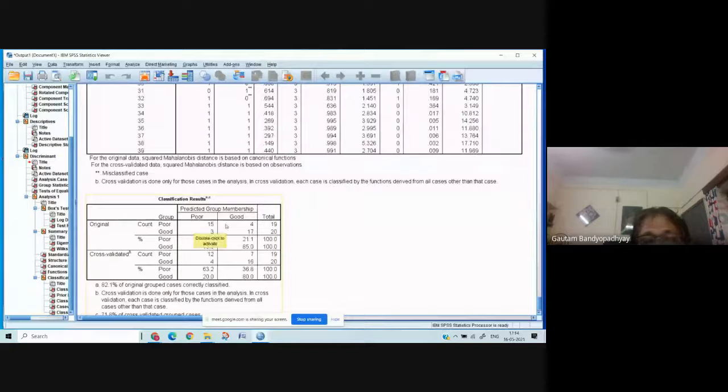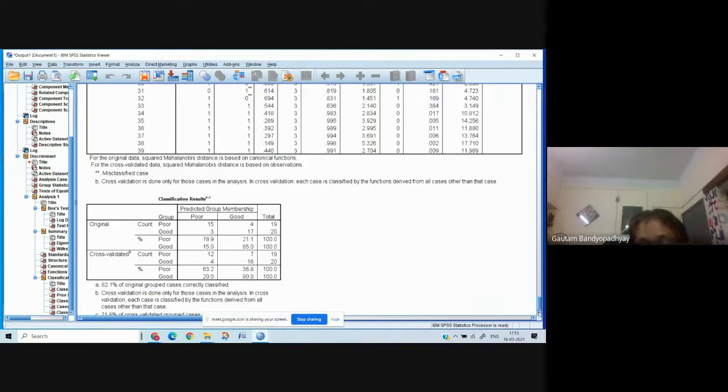From the total of 39 observations, the original actual groups are 19 poor and 20 good. Now the predicted: 15 are predicted correctly out of 19, so 4 are wrongly predicted. Out of 20, 3 are wrongly predicted and 17 are correctly predicted. So 15 plus 17, that is 32, are correctly predicted out of 39. That's why it is written 82.1% of original grouped cases correctly classified.